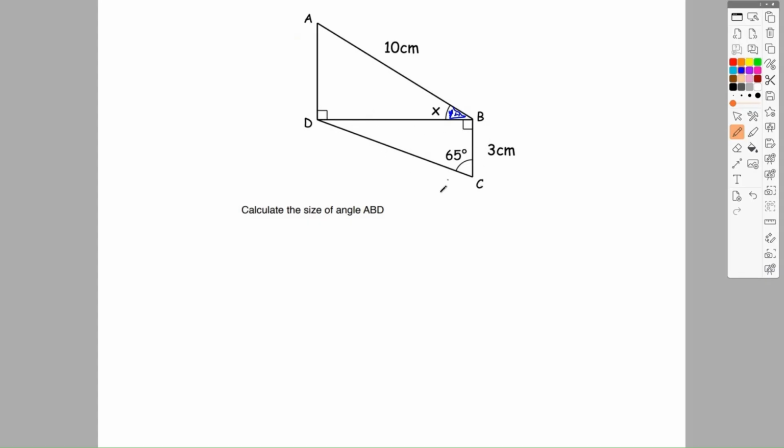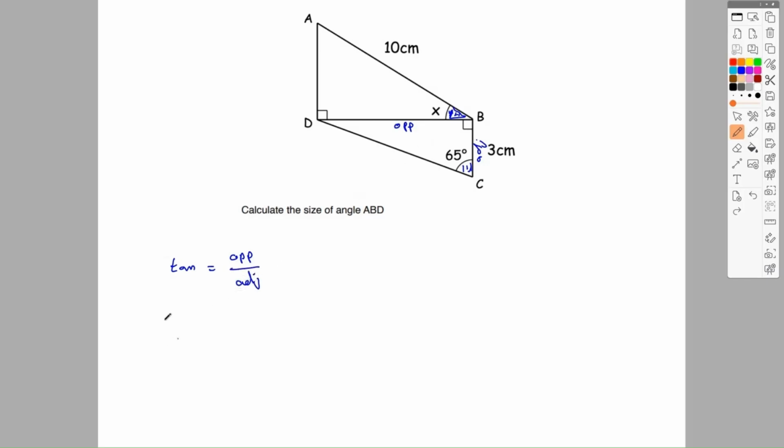If you look at the bottom triangle here, we have angle C 65 degrees, and we have this side. For this angle, the 3 centimeter side is the adjacent, and the line that we want to calculate represents the opposite. So now you have to think of what formula contains the adjacent and opposite. This formula is tan, because tangent equals opposite over adjacent.